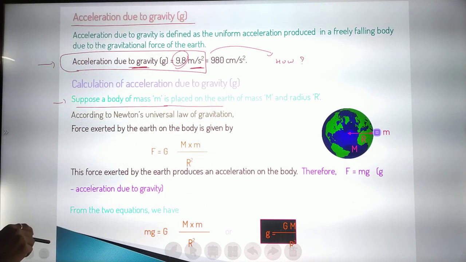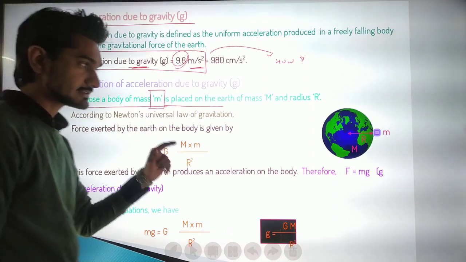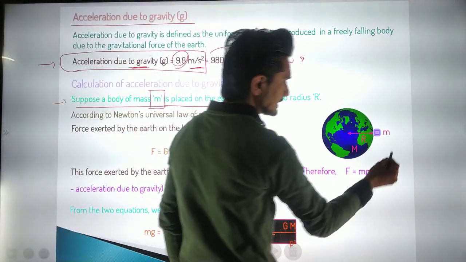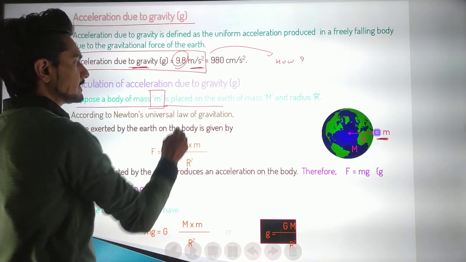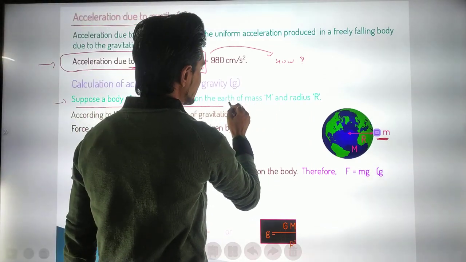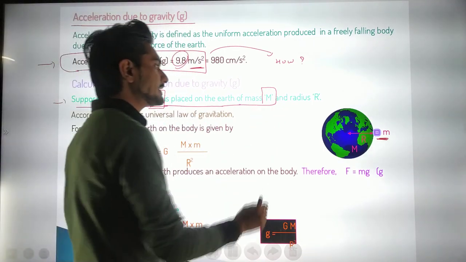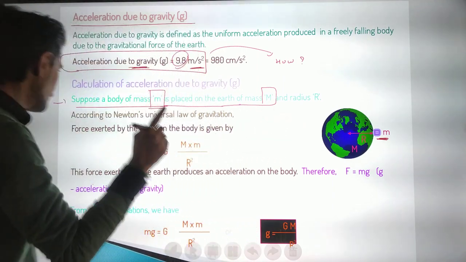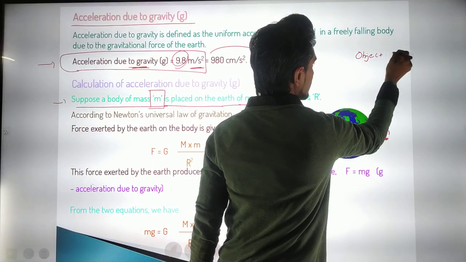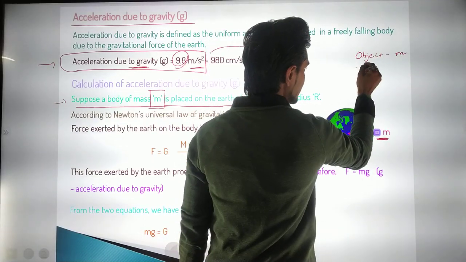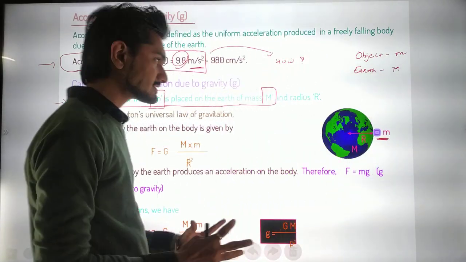Now what is the mass of the body? That is small m. I have already told you in the starting of the lecture that when we put an object, it has a mass of small m, then it is placed on the earth of mass capital M. Now what is the mass of the earth? So the earth's mass is basically capital M. I have already told you the object's mass is small m, while the earth's mass is capital M. Now you understand that.